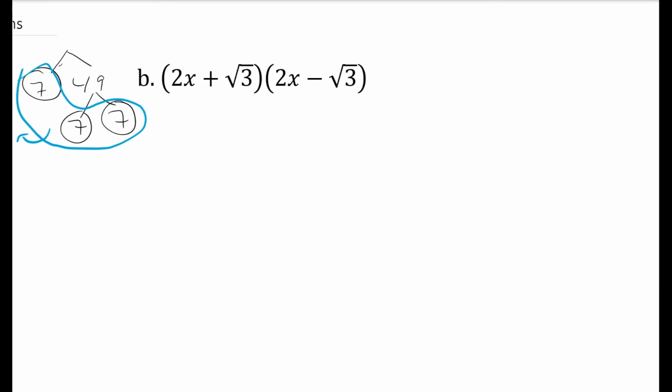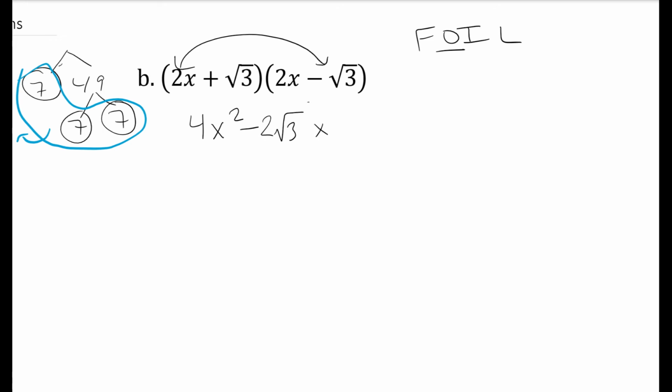Part B, you have now a binomial with a binomial, which means you have to use the good old FOIL: first, outer, inner, last. So we're going to do the first terms first. 2x times 2x is 4x squared. So that's first. Next, we're going to do the outer terms. So we got 2x times negative square root of 3, which is negative 2 square root of 3 x. Notice that the x is on the outside, not on the inside of the radical. We simply put the two numbers together and then we have x next to it. That's all we do when we multiply those. Since they're not like terms, you just put them next to each other like that.